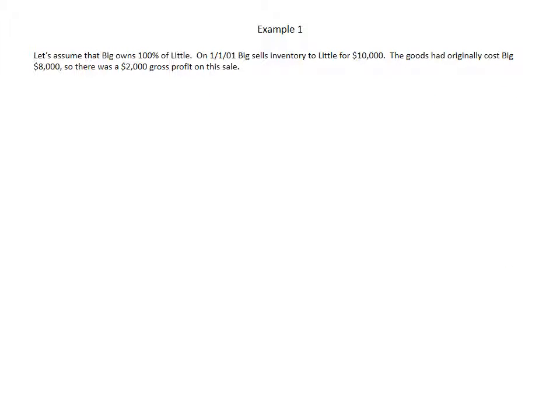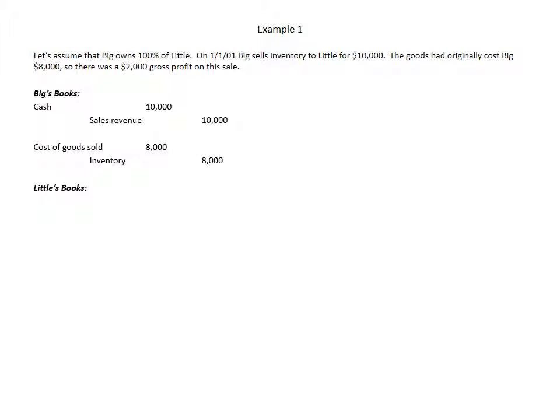Let's go ahead and run through a quick example. Let's assume that Big owns 100% of Little, and on January 1st, 2001, Big sells inventory to Little for $10,000. The goods had originally cost Big $8,000, so there's a $2,000 gross profit on this sale. First on Big's books, they're going to record the sale of the merchandise, and we'll assume it's a cash sale just to keep life simple. And assuming a perpetual inventory system, they'll record $8,000 of cost of goods sold as well. So on Big's income statement, they've got sales revenue $10,000, less cost of goods sold $8,000, gross profit $2,000. And again, that gross profit is unrealized because it was a related party transaction. It was sold to Little.